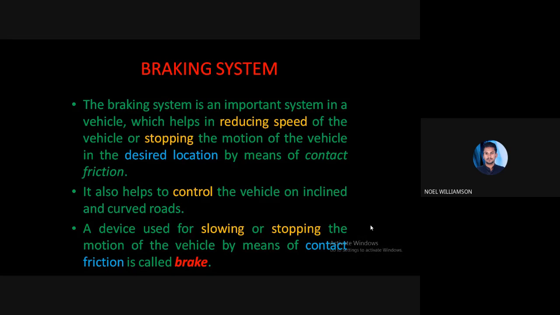A device used for slowing or stopping the motion of the vehicle by means of contact friction is called a brake. This is a definition. What is a brake? It is a device which is used for slowing or stopping the motion of the vehicle by means of contact friction.